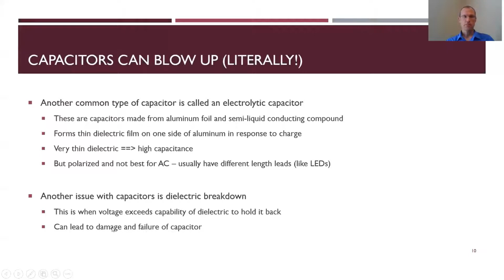Another bad thing that can happen with capacitors is called dielectric breakdown. So if you have too high of a voltage, it exceeds the capability of the dielectric to hold it back. So essentially, the dielectric almost starts to melt. And again, bad things happen. So those are just two warning signs with capacitors.